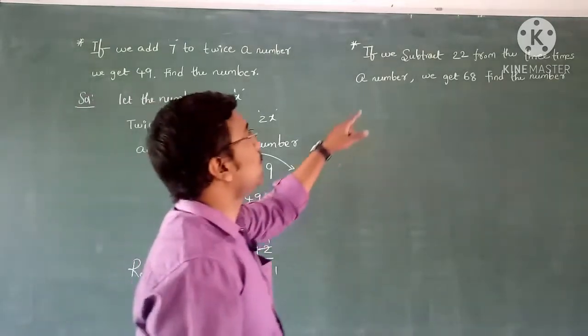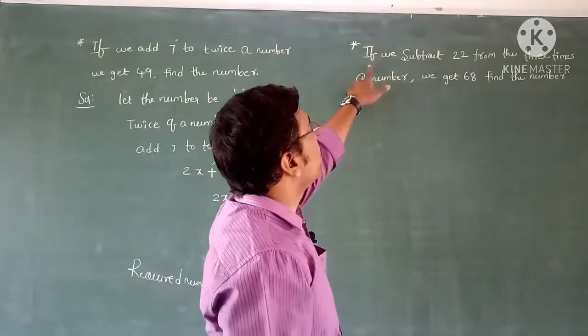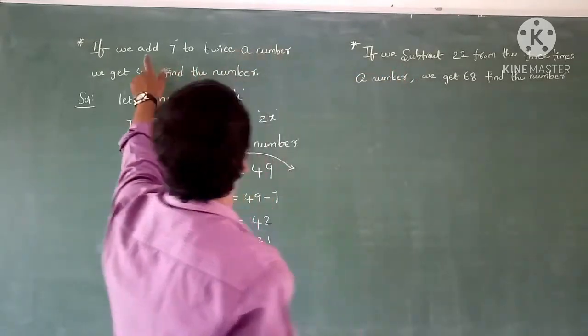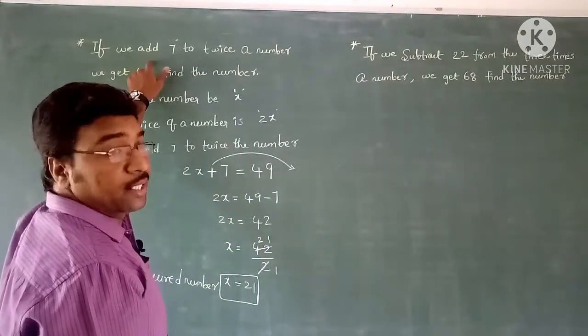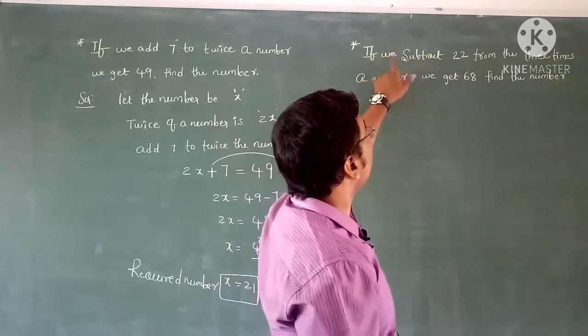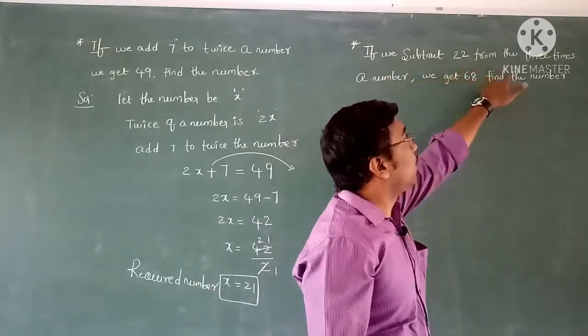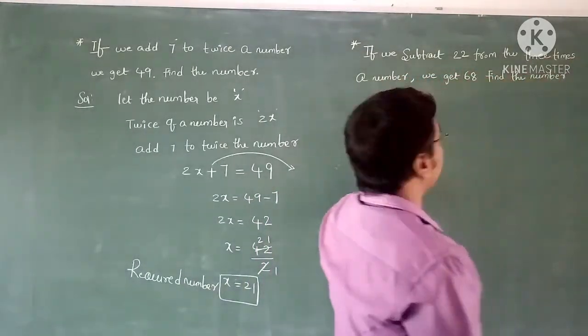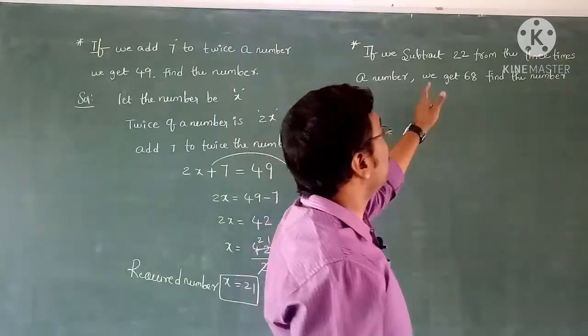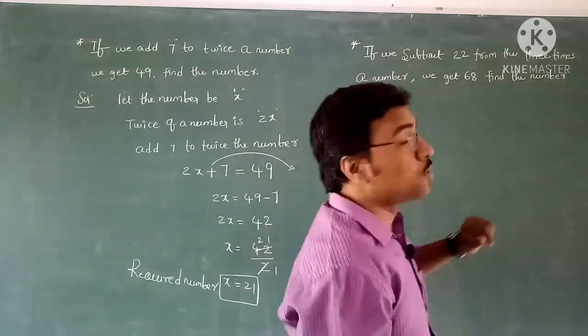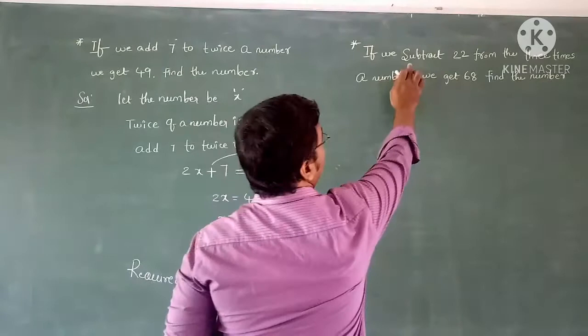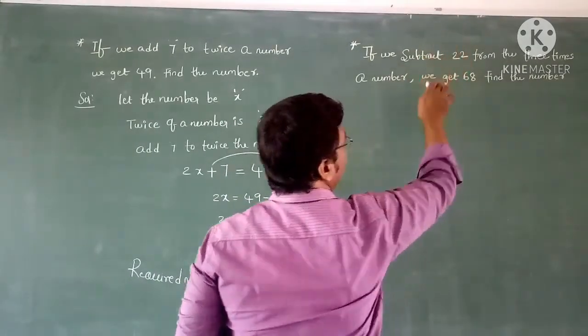So see one more problem here. Here in this problem, if we subtract 22 from 3 times of a number, we get 68. Find the number. So same, but here we have to subtract 22 from 3 times of a number.